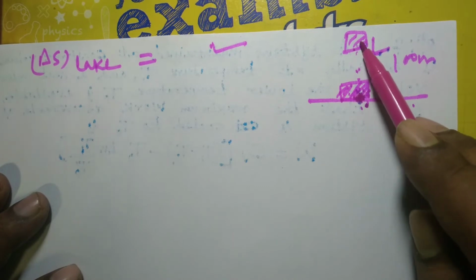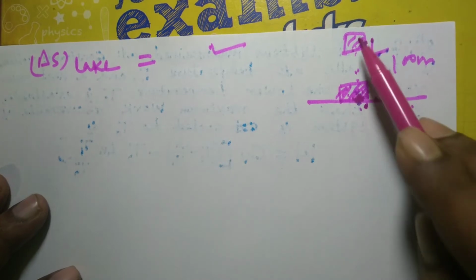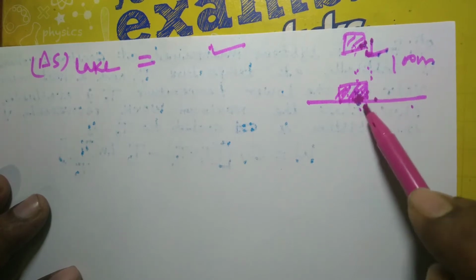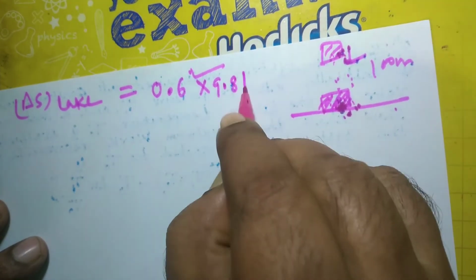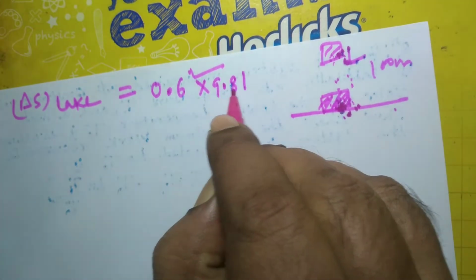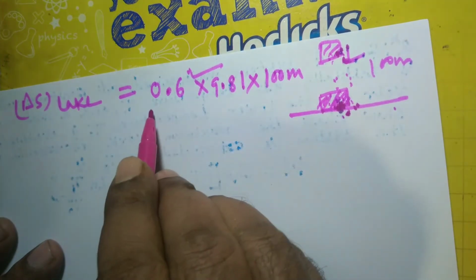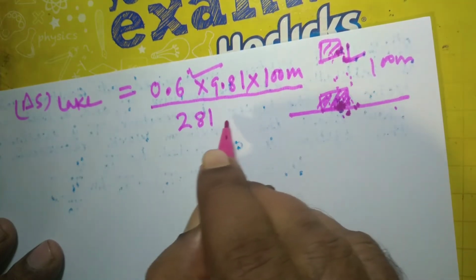The whole of the potential energy that this copper block possesses at a height of 100 meters above the lake gets converted into heat. And what is that heat amount? Potential energy is mgh. So 0.6 kg into 9.81 into a height of 100 meters. This is the heat added to the lake, and the temperature of the lake is 8 degrees Celsius or 281 Kelvin.